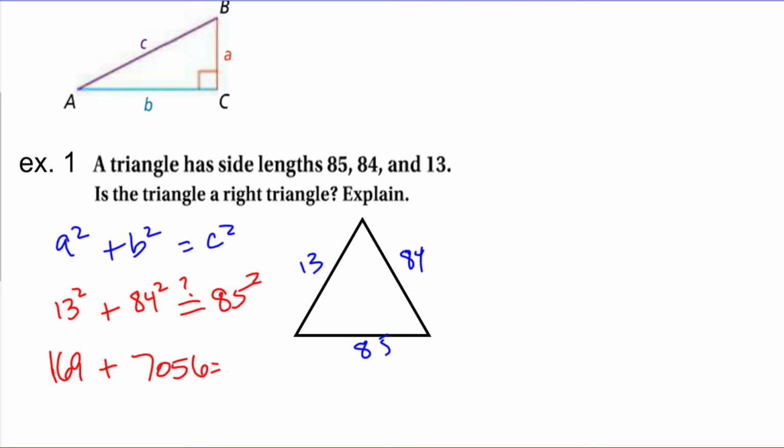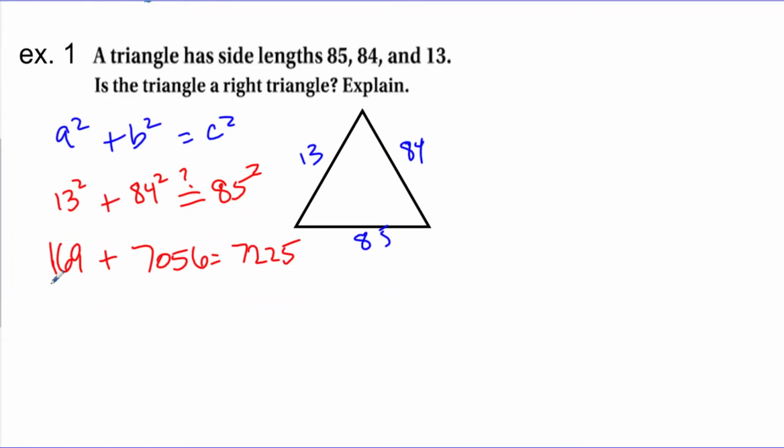And 85 squared is 7,225. Okay, and so the question is, all right, again, I'm asking, does 169 plus 7,056 equal 7,225? And the answer is yes, it does. If you add those together, you're going to find out that the left-hand side does equal the right-hand side. Okay, so this is true. Let me fix that. That's going to bother me. Okay, 7,225. Right.